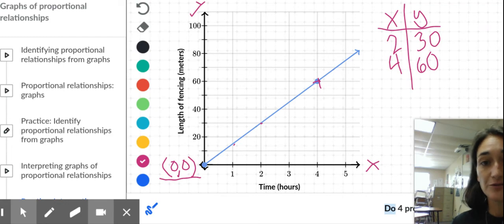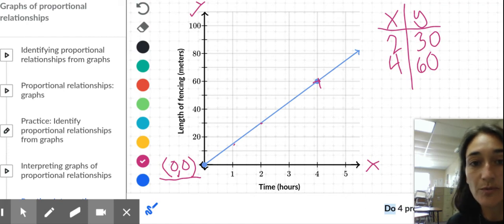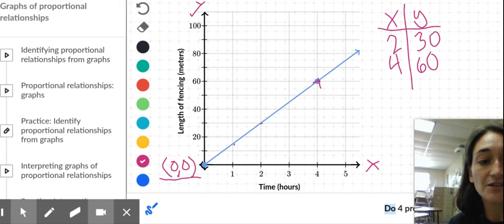So yes, if it goes through the origin and creates a straight line, then this is an example of a proportional relationship. Okay. You'll see more problems like this if you want to practice on Khan Academy.